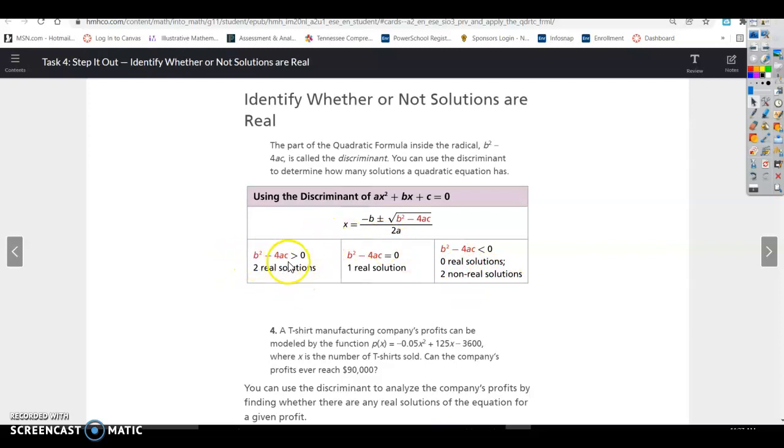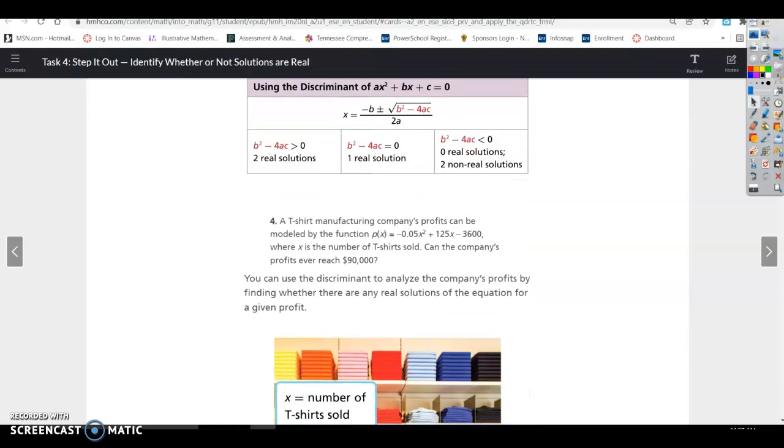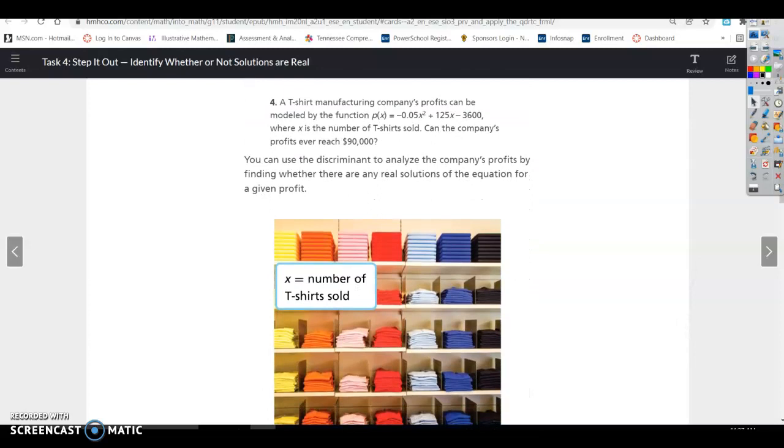So if the discriminant is greater than 0, you have 2 real solutions. If the discriminant equals 0, you have 1 real solution. And if the discriminant is less than 0 or negative, you have 0 real solutions and 2 non-real solutions.